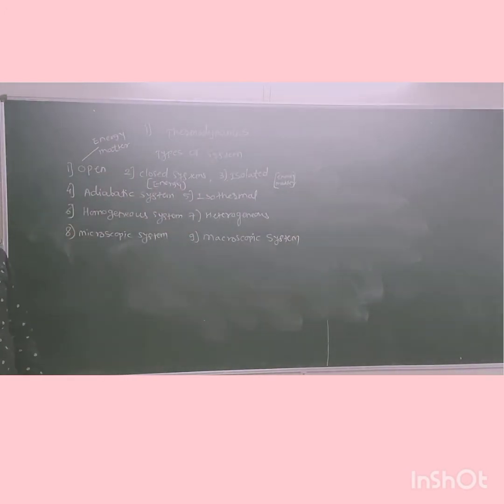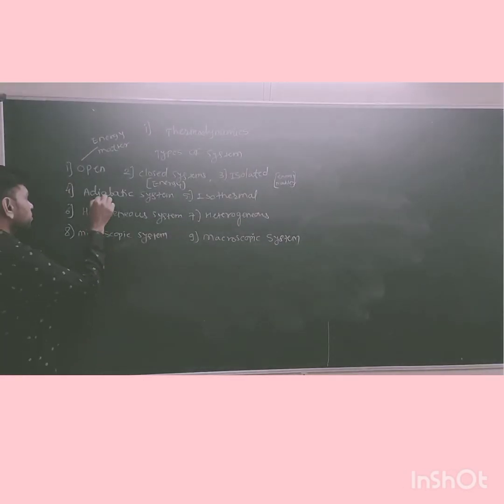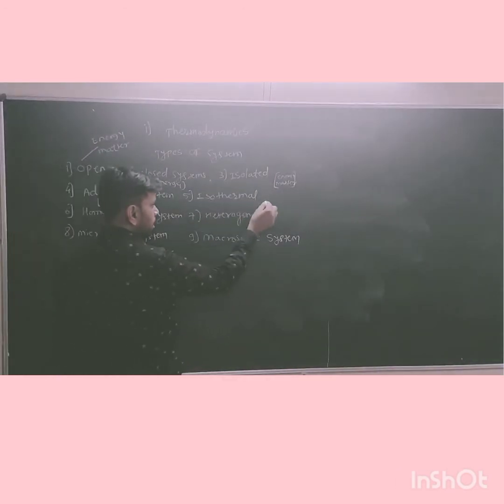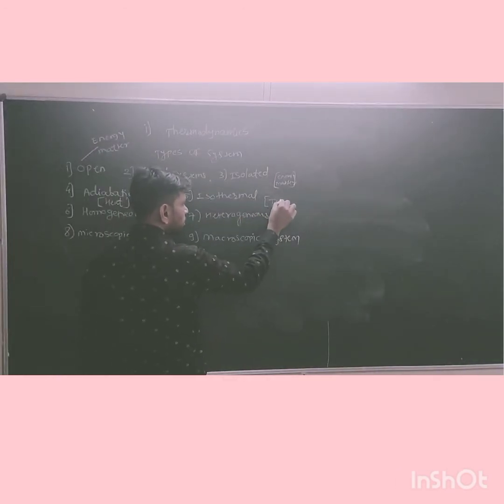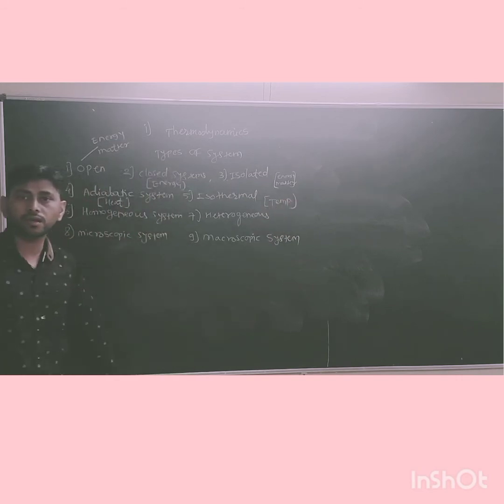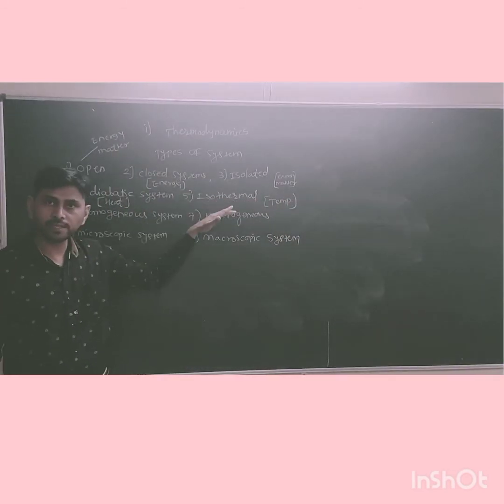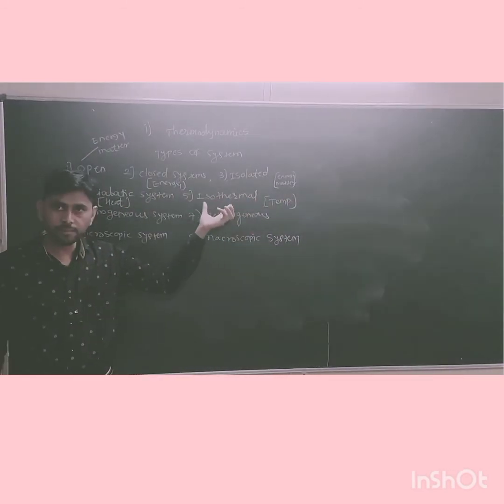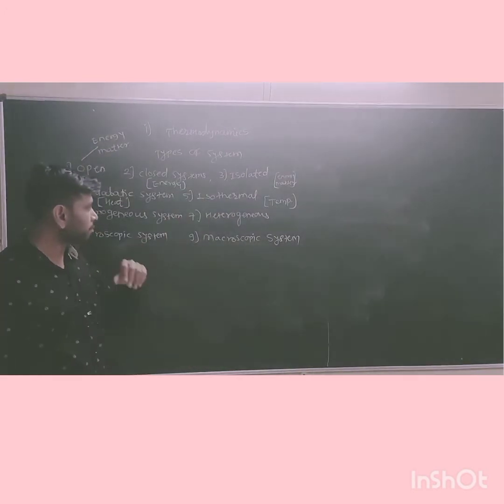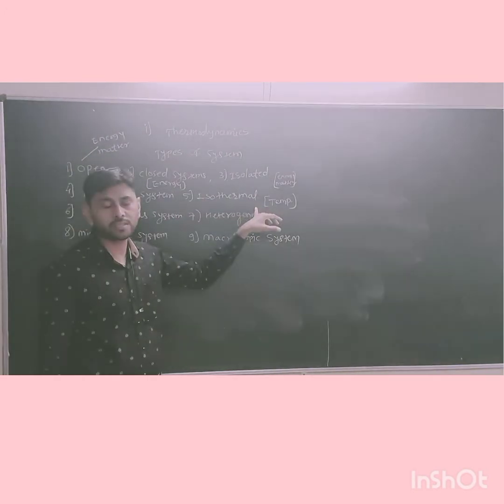Next is the adiabatic system. An adiabatic system is one which does not allow energy exchange in the form of heat. It does not allow heat to enter the system or be removed from the system. The isothermal system is the system in which temperature is always constant. Iso means same, thermal means heat, so a system which is maintained at the same temperature is an isothermal system.